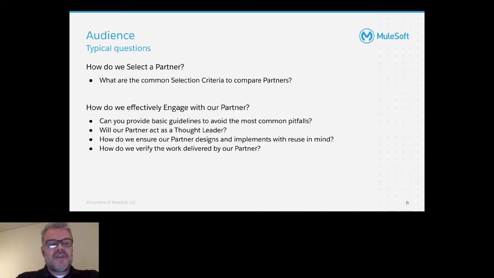Also, how do we effectively engage with partners? So can you provide basic guidelines to avoid the most common pitfalls? Will our partner act as a thought leader? And how do we ensure our partner designs and implements with reuse in mind? And it's interesting because these are all questions that my customers have asked me about their partner.